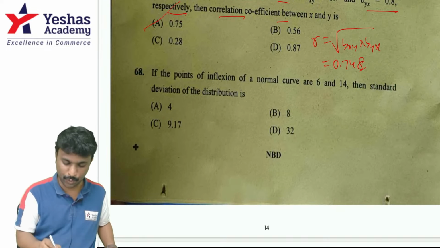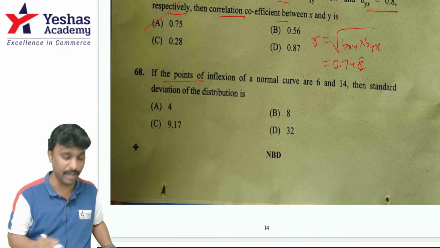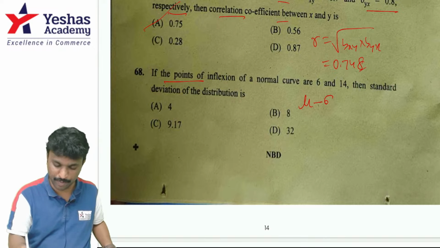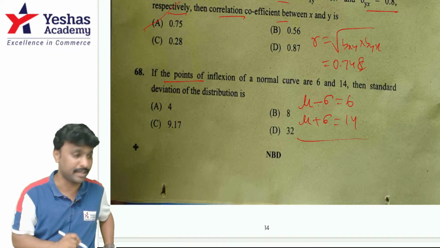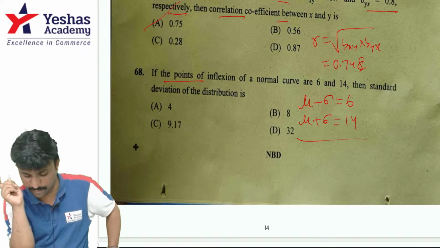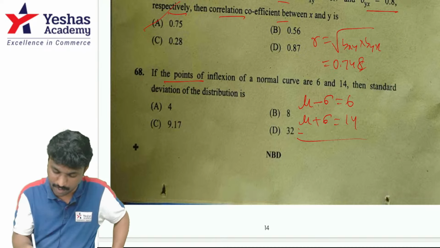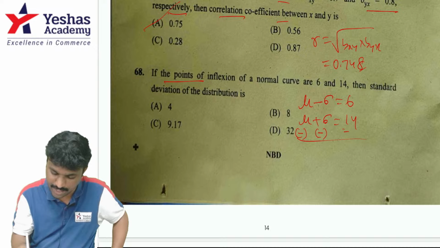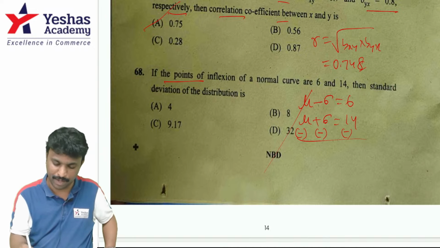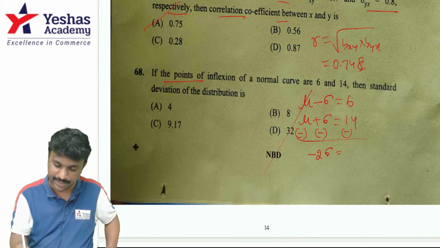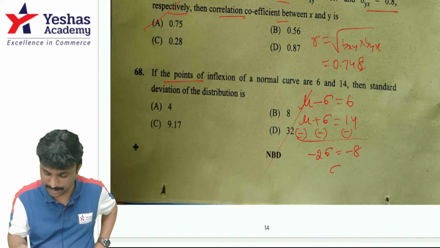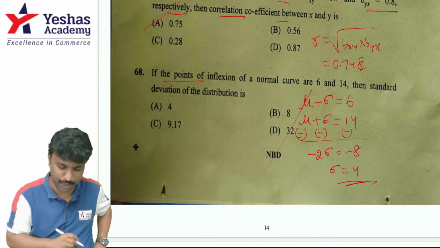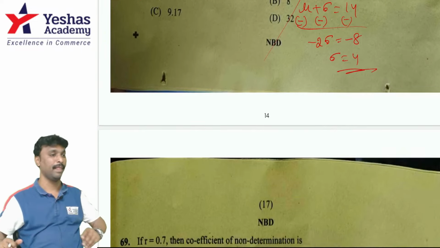This is the 68th question. The points of inflection are given. The first point of inflection is mu minus sigma, which is 6. The second point of inflection is mu plus sigma, which is 14. So we need to find the standard deviation. Since you need to find the standard deviation, cancel off mu. How do you cancel off mu? By changing the signs. So minus sigma is minus 2 sigma. 6 minus 14 is minus 8. Minus minus cancel. 8 by 2 is 4. So sigma, the standard deviation, is nothing but 4.